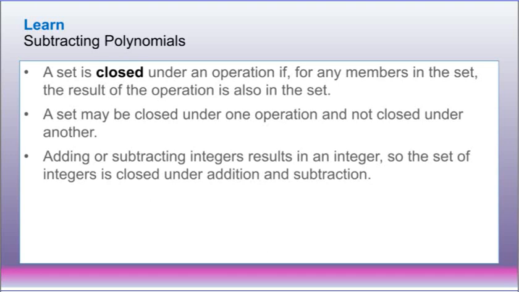Also with subtraction, a set is closed under an operation if for any number in the set, the result of the operation is also in the set. So when they say closed, it just means it's true. A set may be closed, or true, under one operation and not closed under another. Adding or subtracting integers results in an integer, so this set of integers is closed under addition and subtraction.